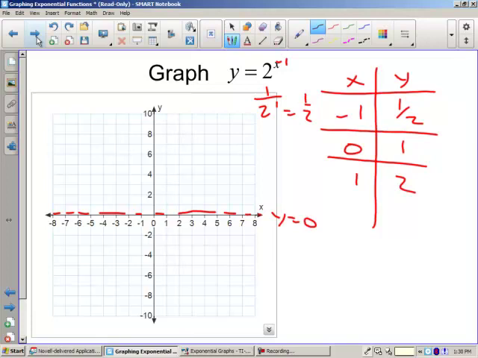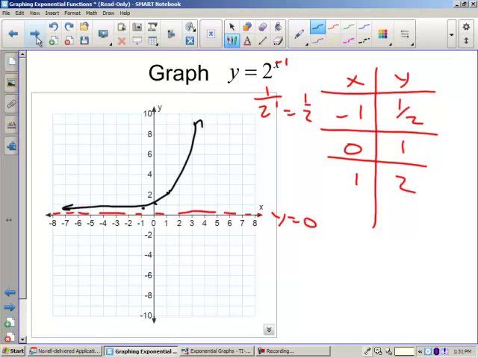And let me go ahead and graph these things. I've got the point negative 1, 1 half, and I'll label them after I get them all put on there. 0, 1, and 1, 2. And I'm going to connect my points. I'm going to get closer and closer to this asymptote. I don't have a vertical asymptote. This graph is going to head up to positive infinity.